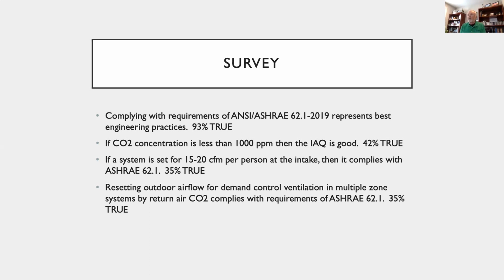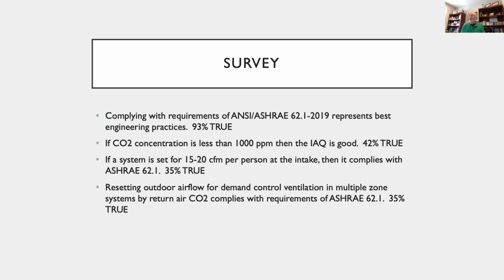If a system's set for 15 to 20 CFM per person, then it complies with ASHRAE 62. That was true back in the last century, but in this century, that's just not the right number. You've got to calculate it, and it's in the ballpark, but it may or may not be correct depending on the application. So it's one of these rules of thumb. It applies generally sometimes, but not always.